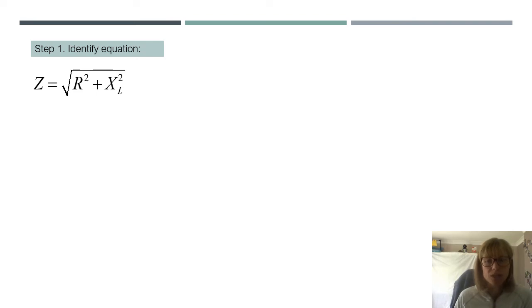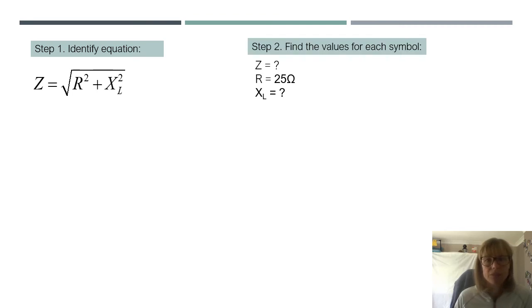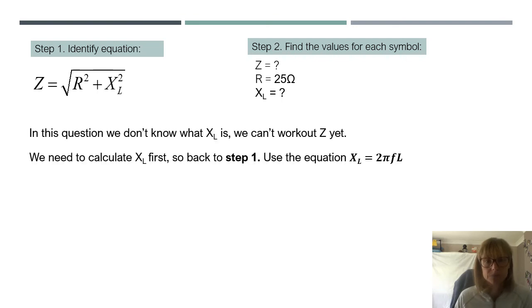Step 1, here's our equation for impedance. That was the question: calculate the impedance. Right, values from the question in the equation. It's asking us to calculate Z. The resistance was 25 ohms. We need to know the inductive reactance to be able to calculate Z, but we don't know this. However, there is an equation that we can use to find it. So we have to go back to step 1 to identify the equation to find XL.